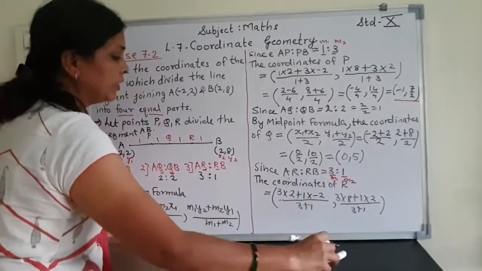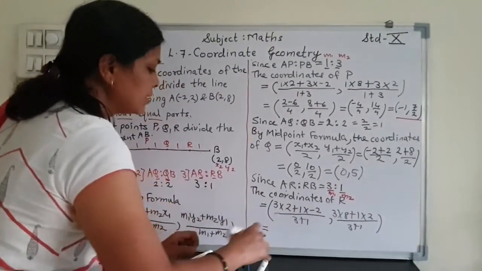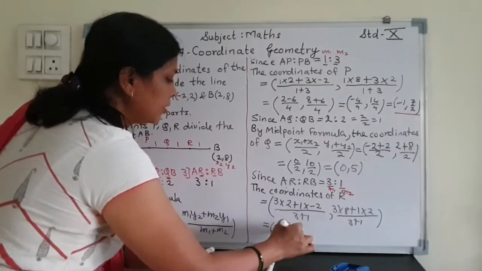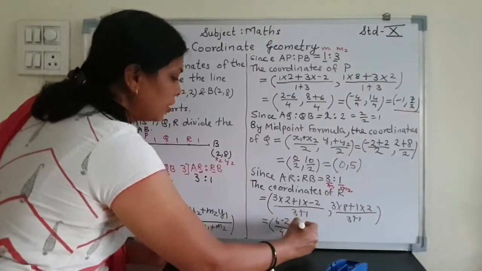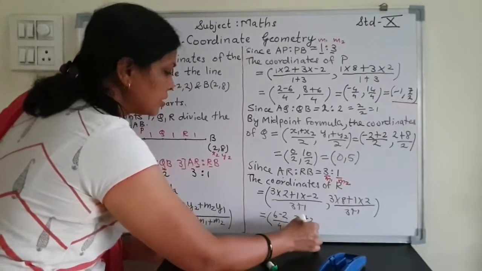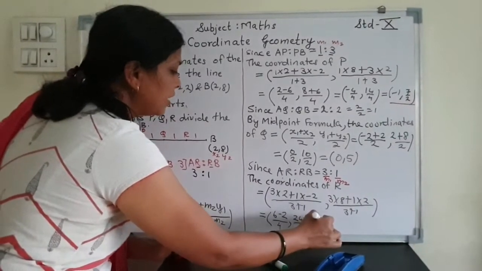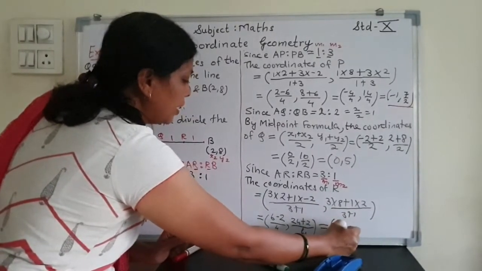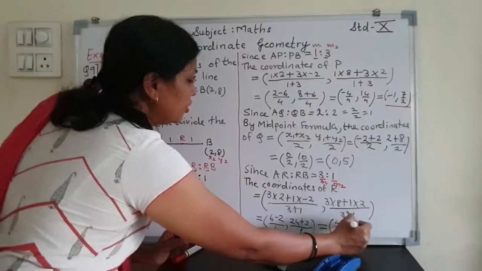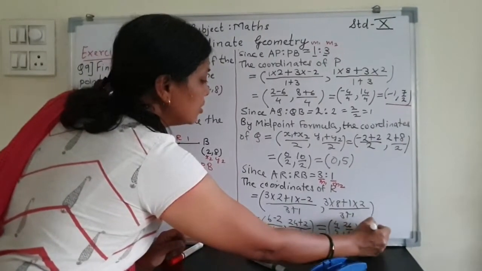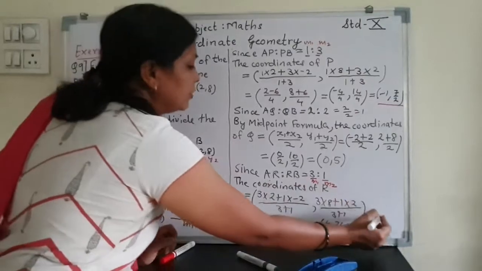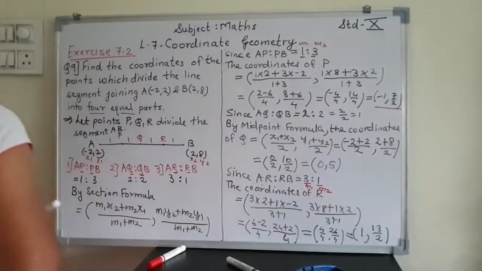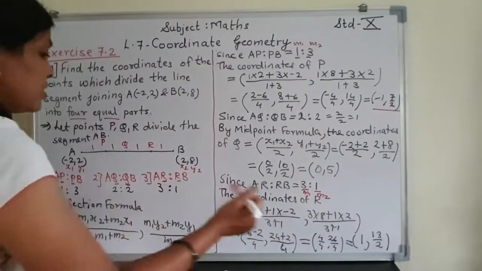Now after simplifying this, we get 6 minus 2 upon 4, comma 24 plus 2 upon 4. So finally the coordinates of point R are 4 upon 4 and here 26 upon 4, which means finally we get 1 as the x coordinate and 13 upon 2 as the y coordinate. So note this down.